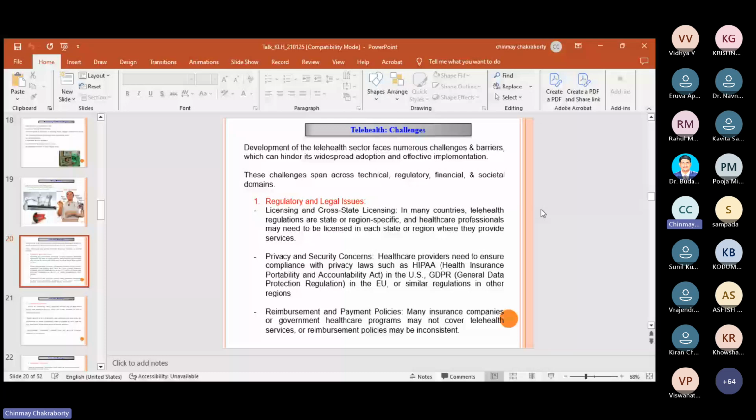One is regulatory and legal issues. In regulatory and legal issues, licensing is a big problem, such as cross-state licensing. Another is privacy and security concerns. In that case, healthcare providers need to ensure compliance with privacy laws such as HIPAA, the Health Insurance Portability and Accountability Act in the USA, and GDPR, the General Data Protection Regulation in the EU. So these are the important things that belong under privacy and security concerns, right?